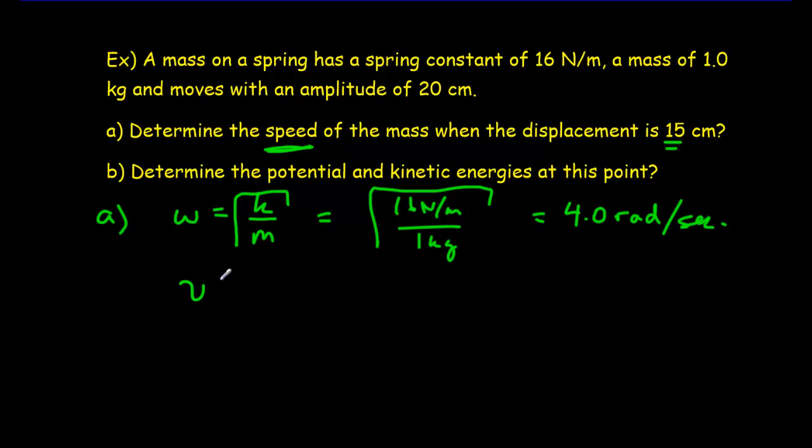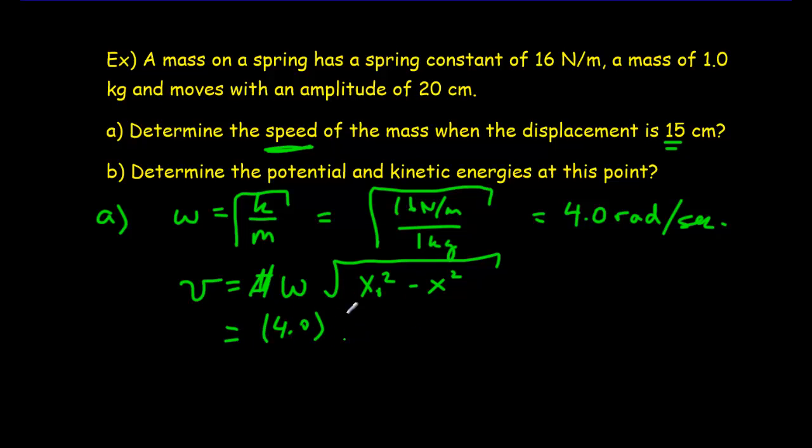So our speed, it's a speed, so we don't have to worry about that plus or minus sign in that equation, that plus or minus omega times the square root of amplitude squared minus displacement squared. We don't have to worry about that because it's speed. So this will be 4.0 radians per second. Our amplitude, we want to get a speed in meters per second, so I'm going to use SI units here.